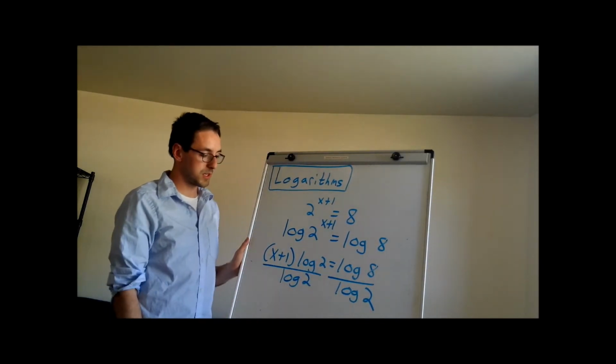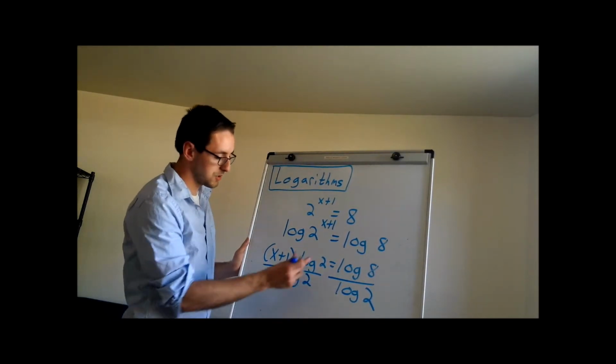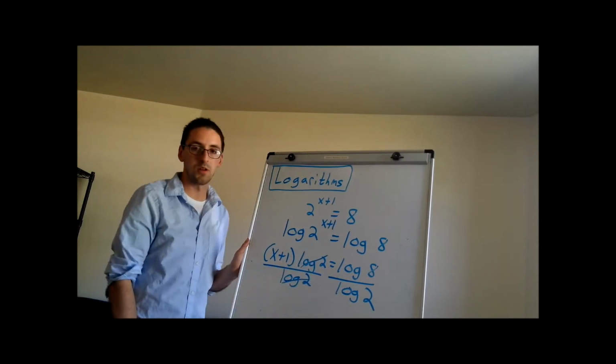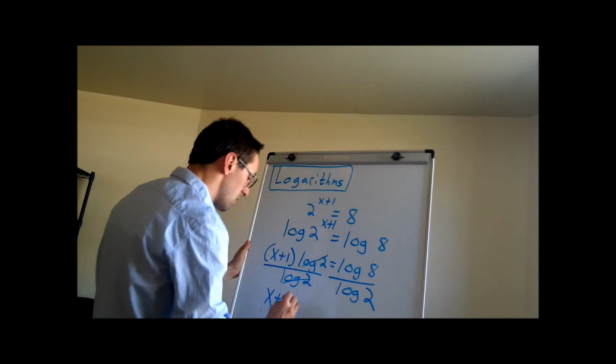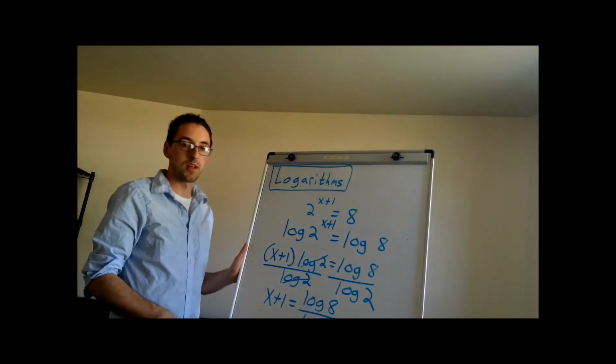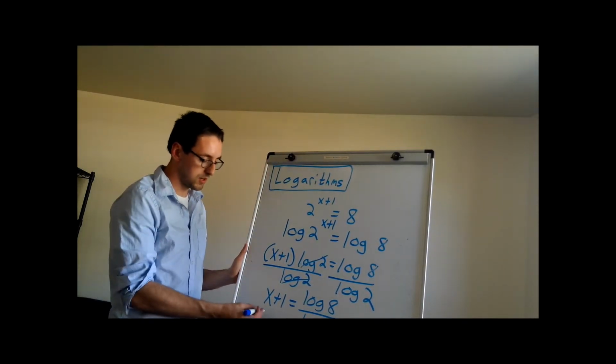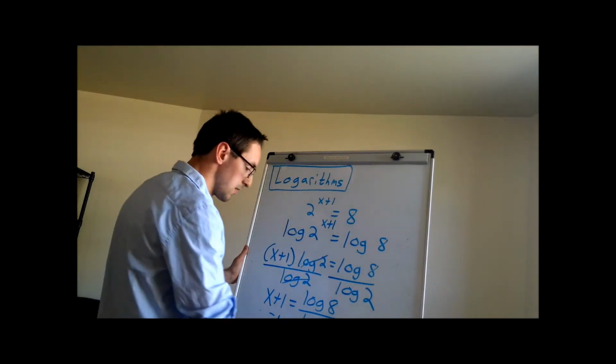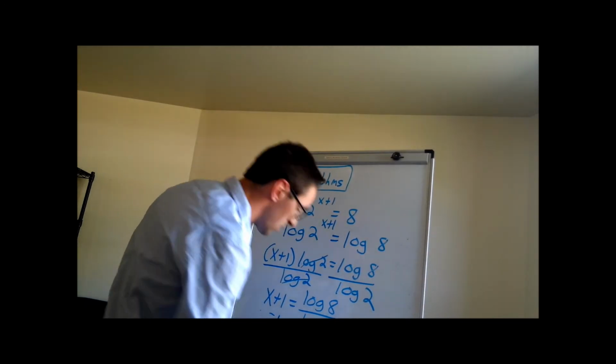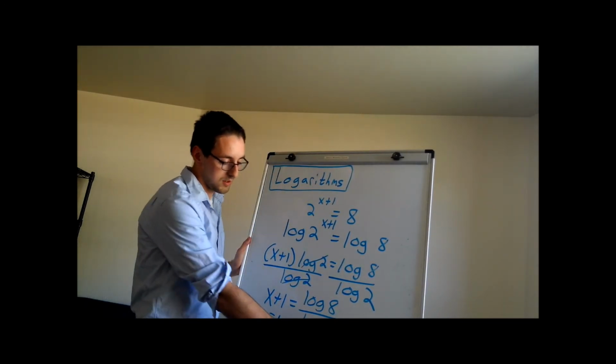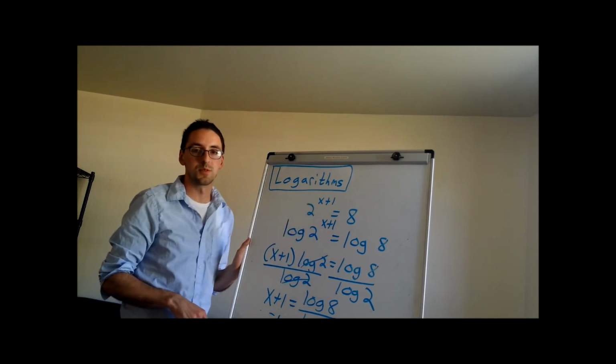There's always a lot of different ways you can go in math. In this way, I chose to divide both sides by log 2. Without evaluating these logarithms, I'm just going to subtract 1 from both sides. When you punch these in your calculators and subtract 1, you should get x equals 2.